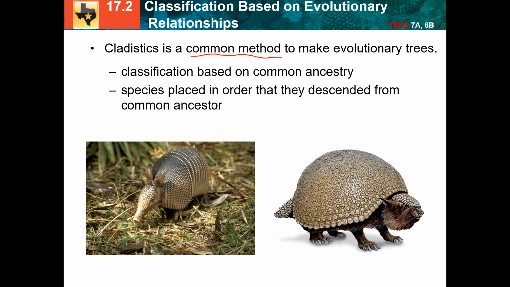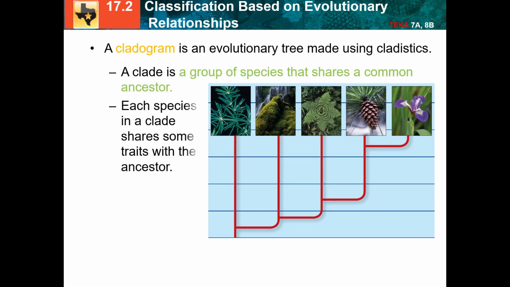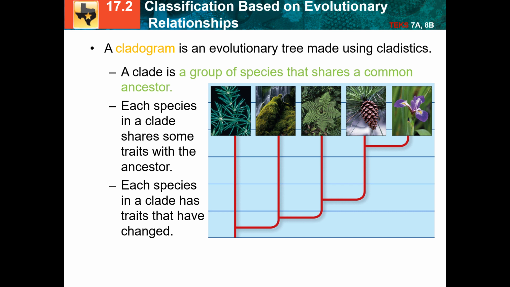And these classifications are based on common ancestry, and the species are placed in the order that they came from their common ancestor. In other words, it goes forward in time, where as you go back to the left, that's older in time, and further to the right is more recent. Okay, so this is a cladogram. A cladogram is that branching tree that I showed you in the second slide. And this is another example of that branching tree.